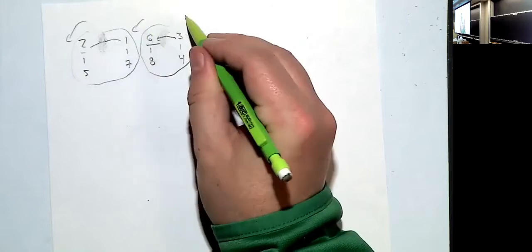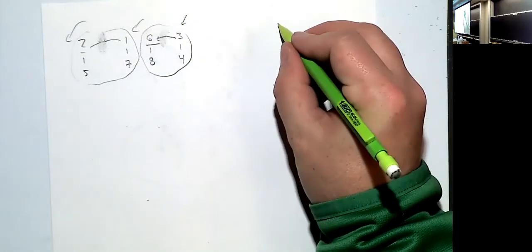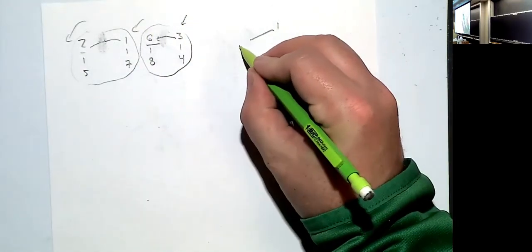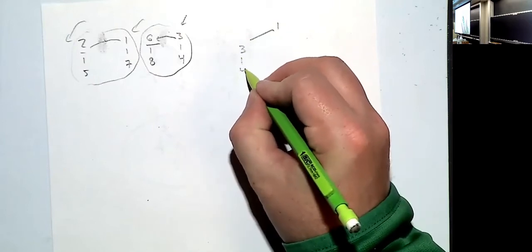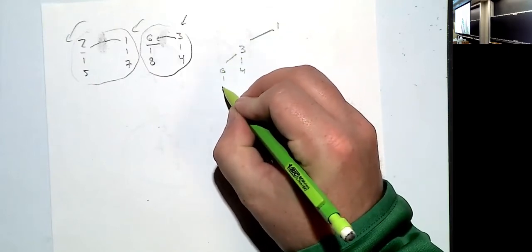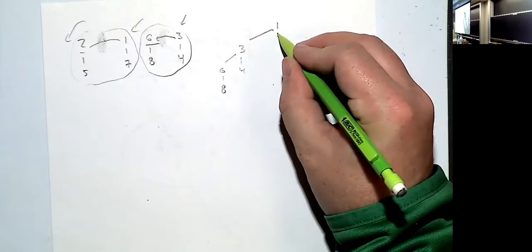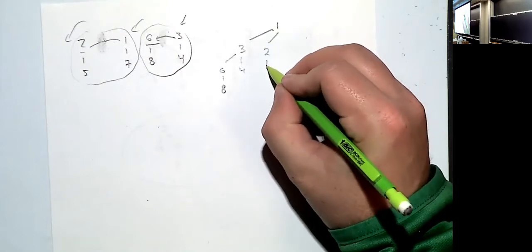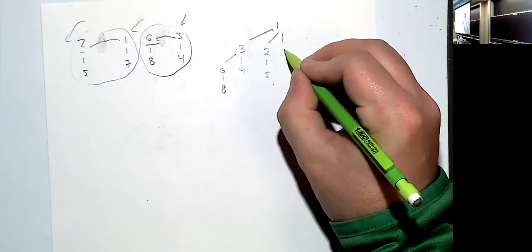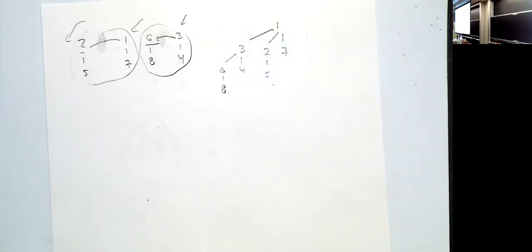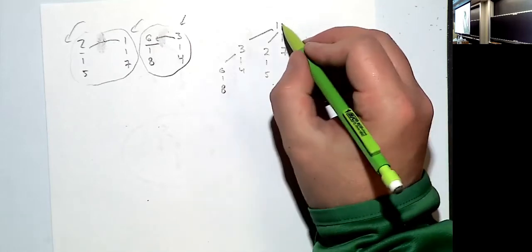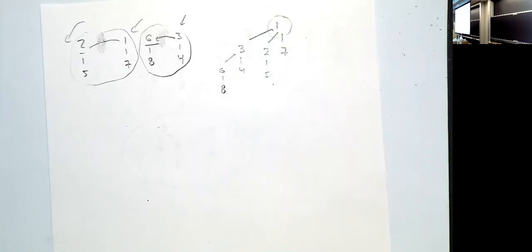1 is less than 3. So now the final element is going to be 1, 3, 4, 6, and 8. And then we're going to have 2, 5, and then 7, like so. So that's before the removal. Then we remove the smallest, and the smallest happens to be 1.